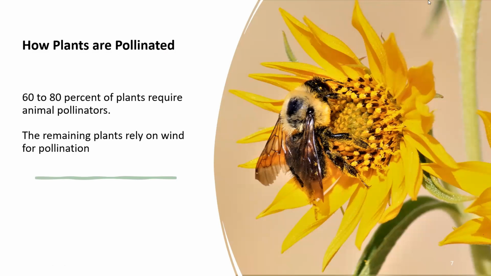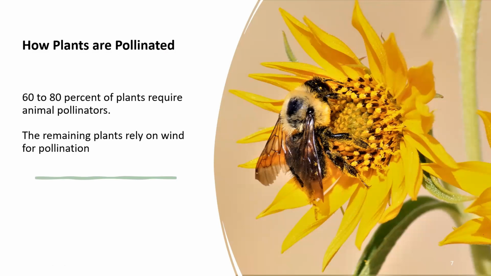So we're going to begin by talking about how plants are pollinated. 60 to 80% of plants require animal pollinators, and the remaining plants rely on wind for pollination. I want to just pause on this slide for a moment and look closely at this bee, and you can just see it's covered with pollen.